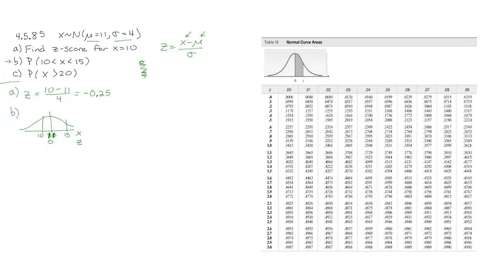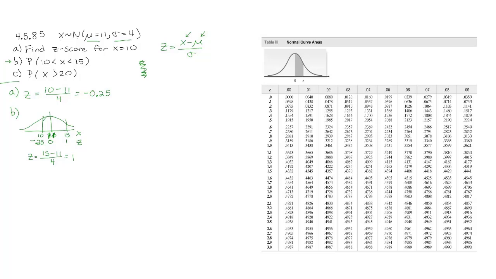We're going to need to figure out the z-score for each of these numbers. We already figured out the z-score for 10, and that was negative 0.25. But we do need to figure out the z-score of 15 before we go to the table. So let's do that real quick. We have the z-score for 15, so our x value is 15 minus 11 over 4. So that's just 4 over 4, which is 1. So this has a z-score of 1. We're 1 standard deviation above the mean at that point.